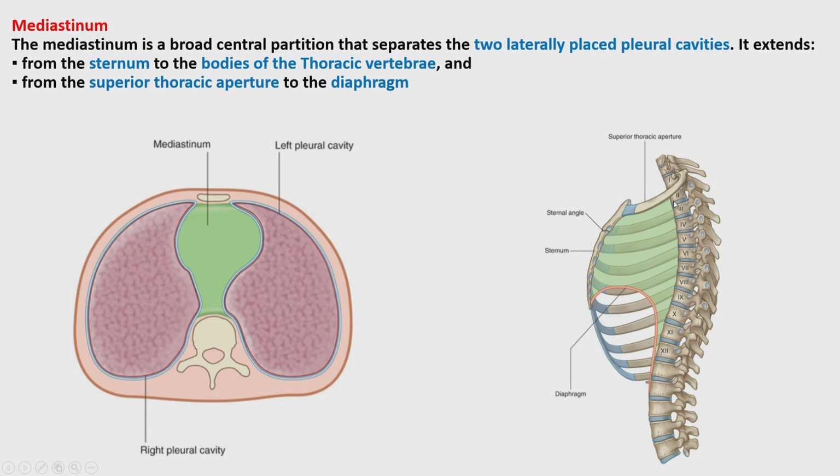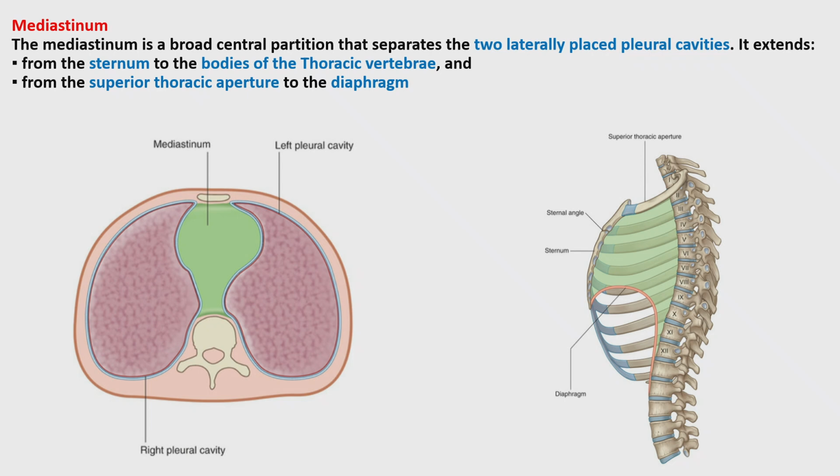And what is the lateral border? Yes? The mediastinal part of the pleura. Yes, the mediastinal pleura. And what is the anterior border? Yes? The sternum, and the ribs that attach to it.